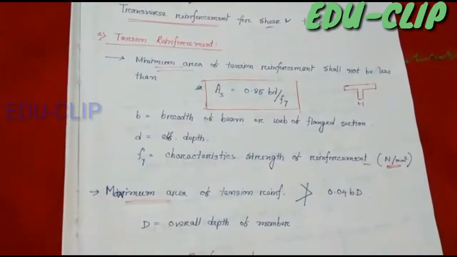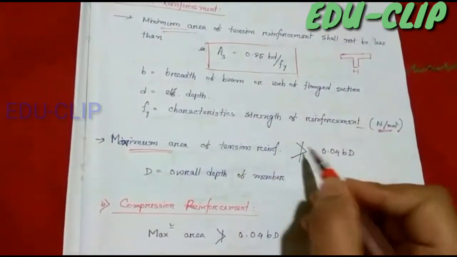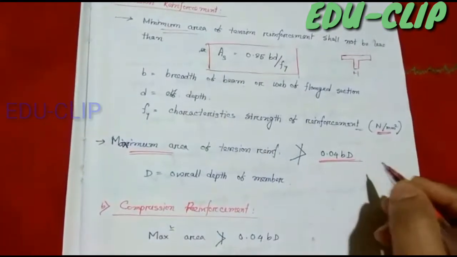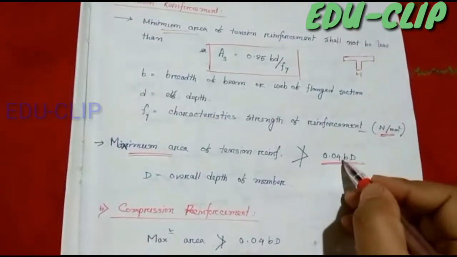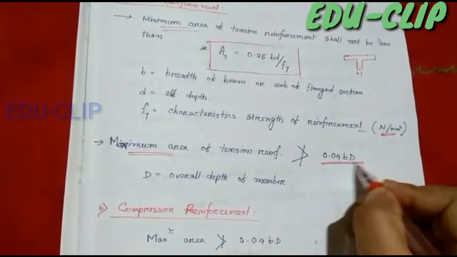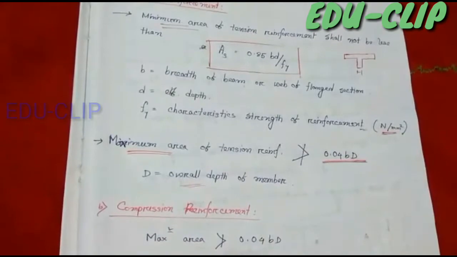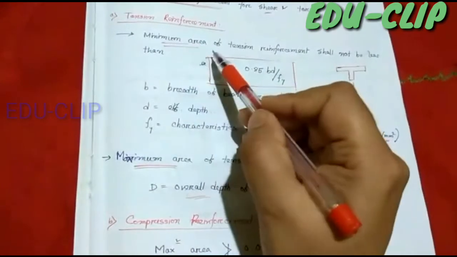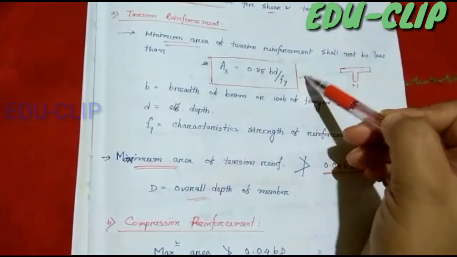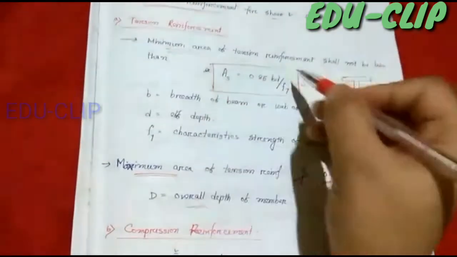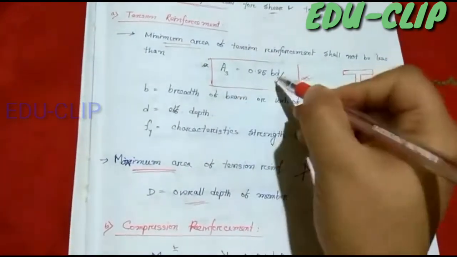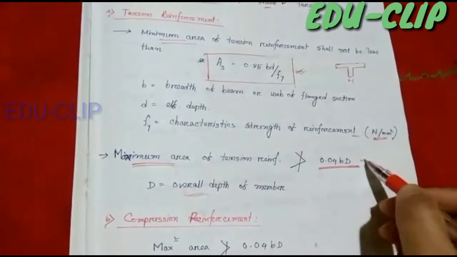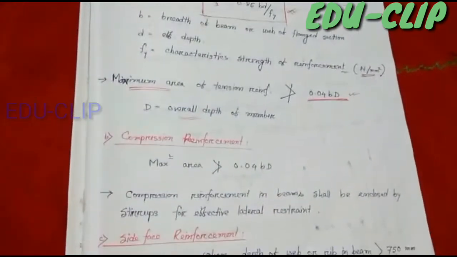Now come to maximum area. The maximum area of this tension reinforcement should not exceed 0.04 bD, where b is the breadth of the section and capital D is the overall depth of the member. So for tension reinforcement, the minimum area is calculated by one formula, and the maximum area of the tension reinforcement shall not exceed this value.